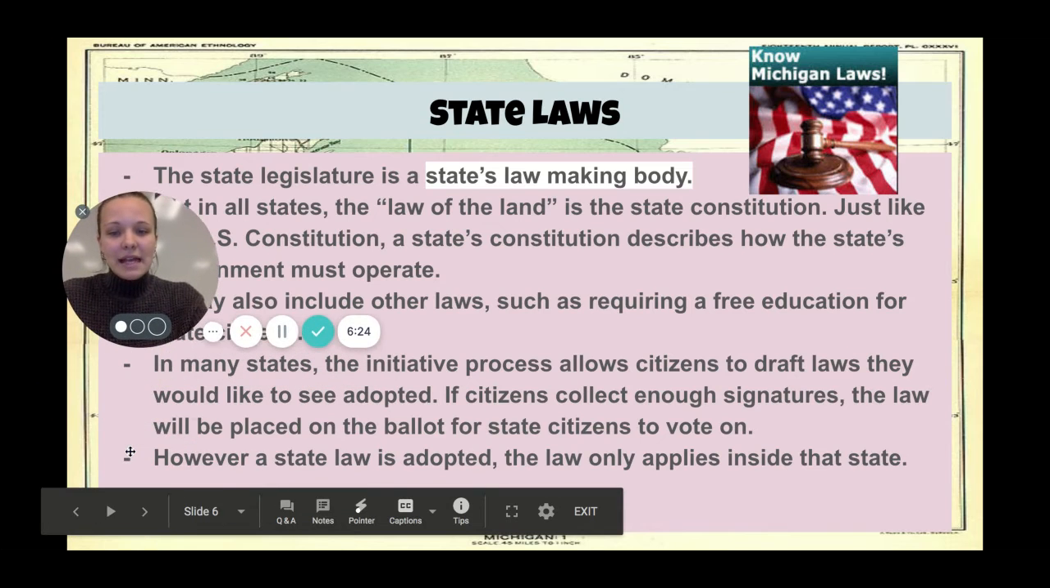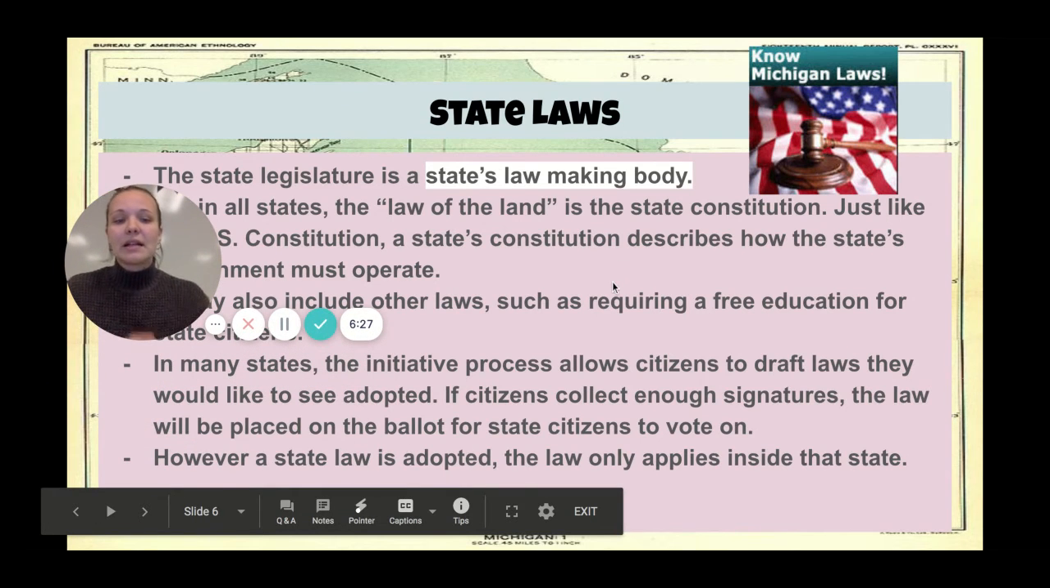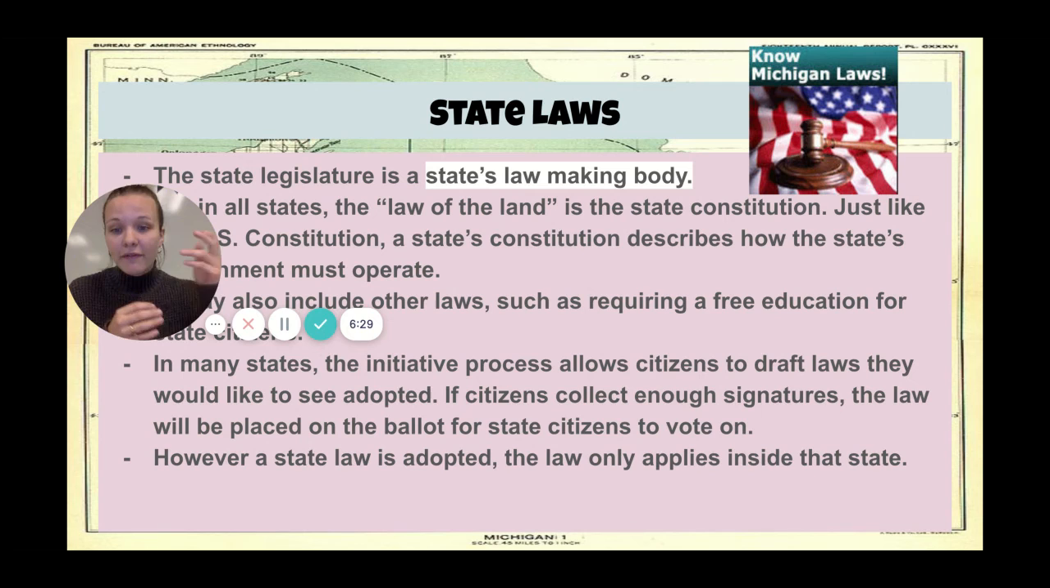And so in many states, there's this process that allows citizens to draft laws, where, let's say, a group of citizens get together, then they come up with a law they want to put in place. They collect enough signatures. They bring this to the legislative branch, and once they have enough signatures, the law they want to create is put on the ballot, and we get to vote for it. So that is how a state law is adopted.